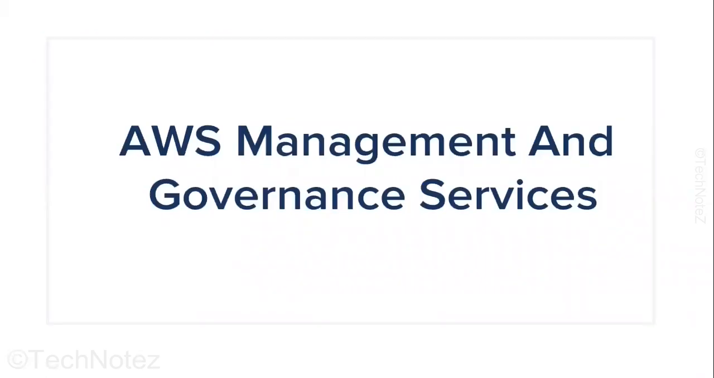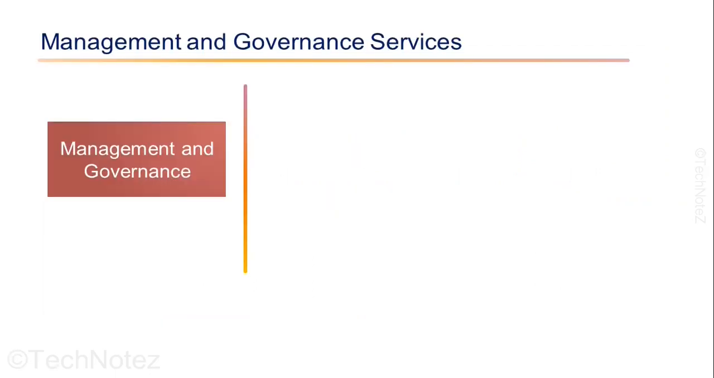Next, let's talk about AWS management and governance services. AWS management and governance services are designed to help organizations manage their cloud resources and applications in a secure and compliant manner. These services provide a suite of tools and features that enable administrators to automate tasks, monitor performance, track cost, and enforce policies. Here are some of the key AWS management and governance services.